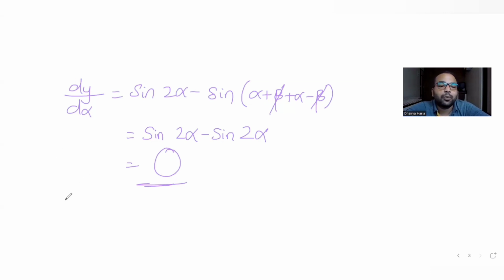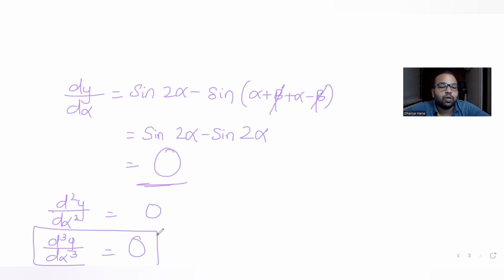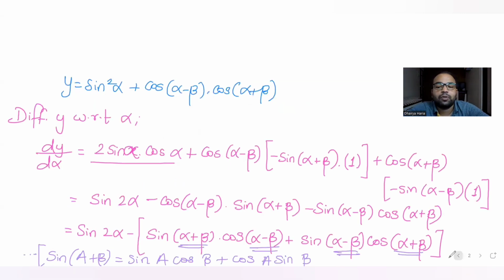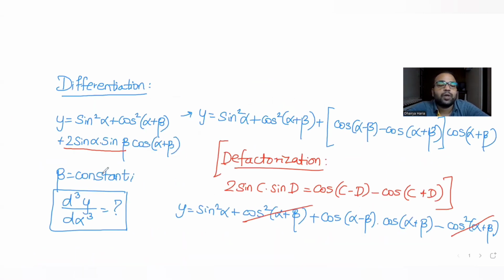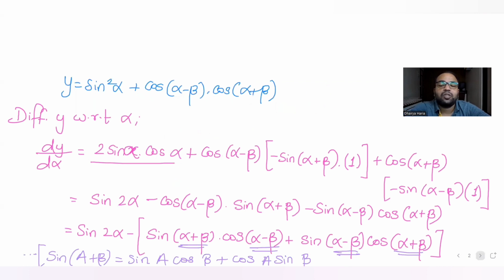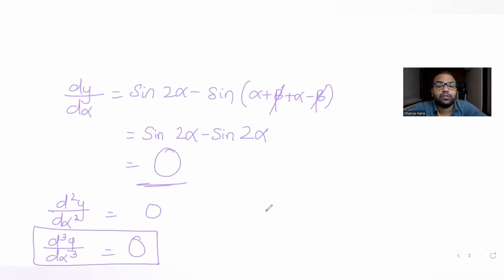Again, I will differentiate it with respect to alpha. You get d²y/dα² is also 0. And again, if I differentiate it with respect to alpha, you get d³y/dα³, which is what was asked. That's also 0. So we have been asked the value of d³y/dα³, and we get it as 0, keeping beta as constant. And the option that matches is B. So B is the correct answer for the question.